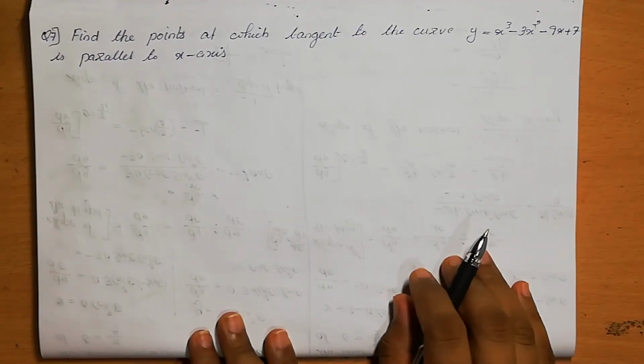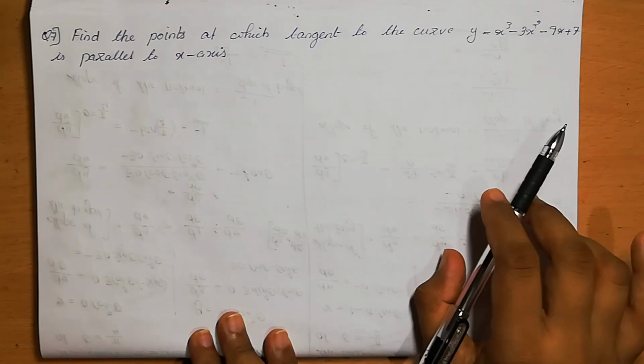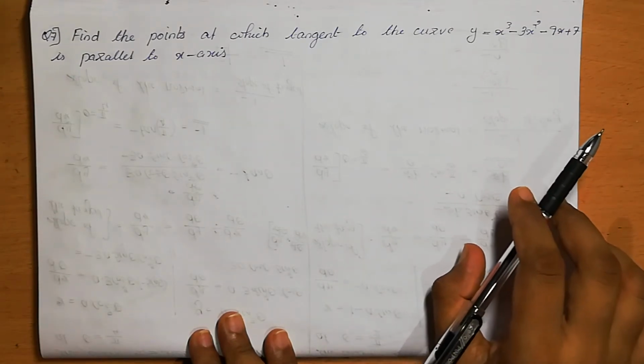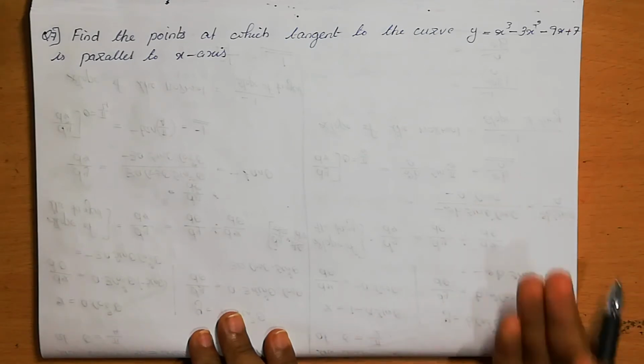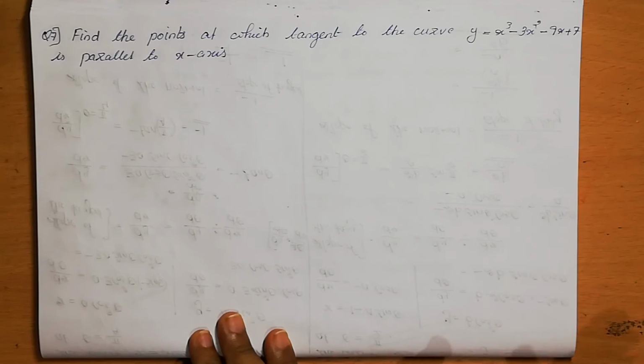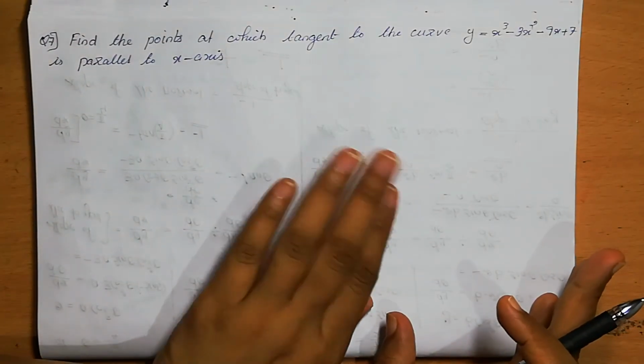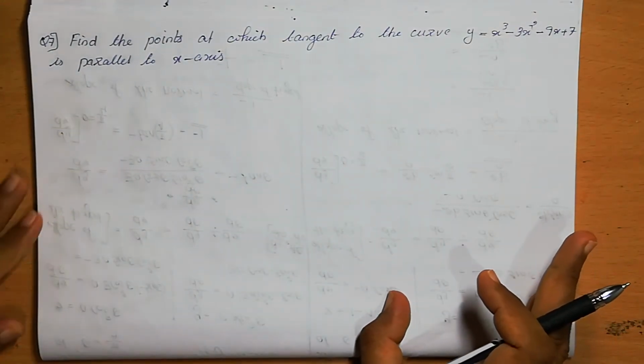Question number 7. Find the points at which tangent to the curve y equal to x cube minus 3x square minus 9x plus 7 is parallel to the x-axis. If the tangent is parallel to x-axis means slope is equal to 0 only. That one only we are going to apply over here. First we need to find the slope of the tangent.